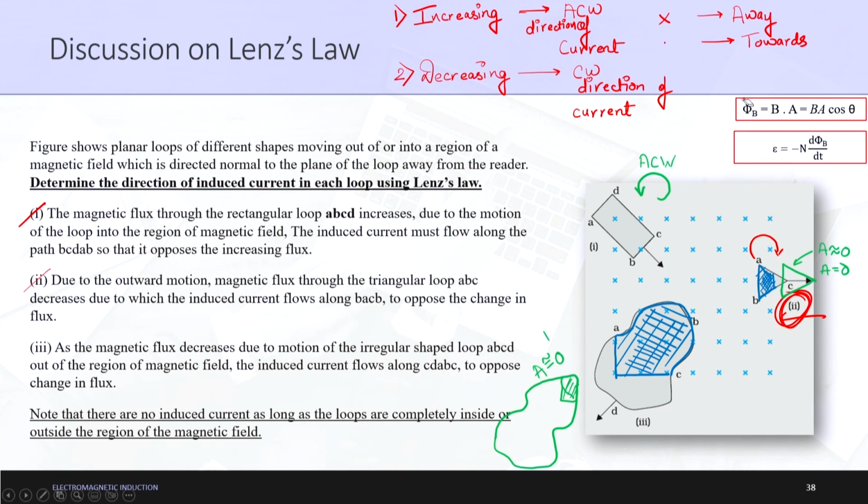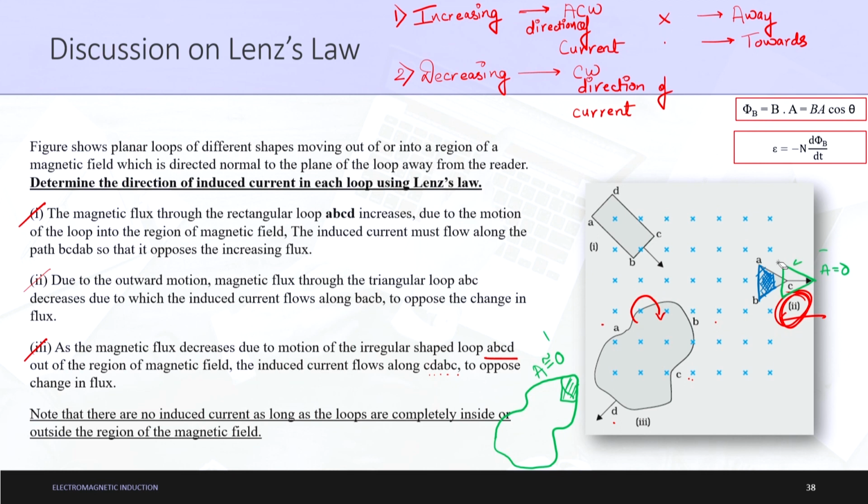So, again I will read the point. The third point says that as the magnetic flux decreases due to the motion of the irregular shaped loop ABCD out of the region of magnetic field, the induced current is along CDABC. So, CDABC, that means it is also a clockwise direction, similar to the point I wrote here, to oppose the change in flux. So, after reading these 3 points, 2 concepts are involved here.